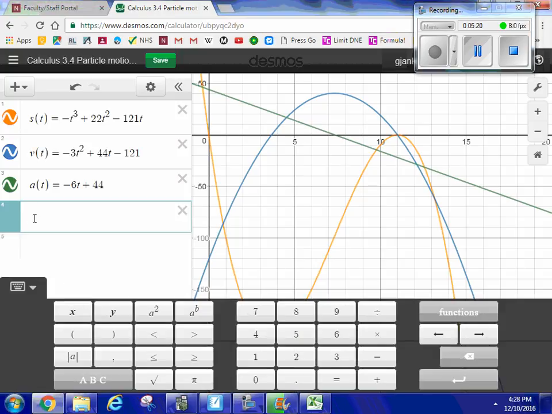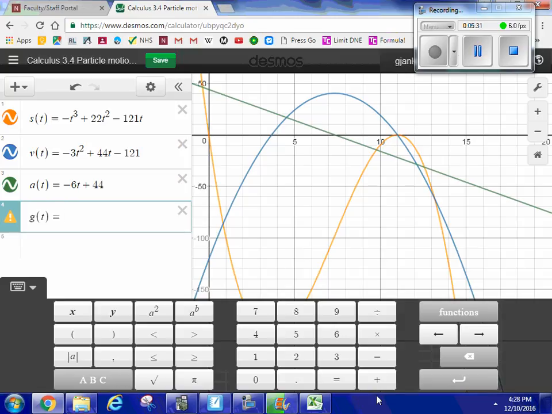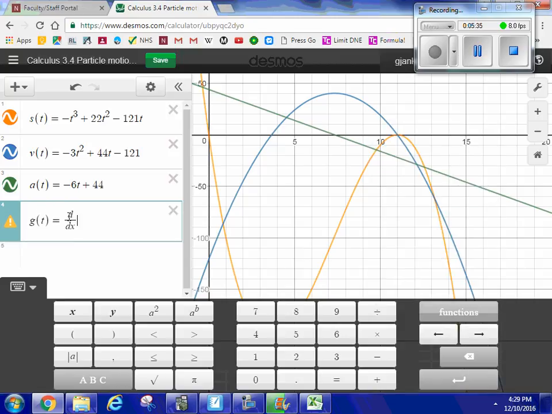So I'm just going to set up a dummy function. I'm going to call it g of t, because t is the value I'm using for my x-axis. And I'm going to set it equal to, well, I'll go over here to functions, and I'm going to go the derivative of, now it's not derivative with respect to x, it's the derivative with respect to t, because my axis is a t-axis, not an x-axis. And I'm going to say, well, what's the derivative of s of t?